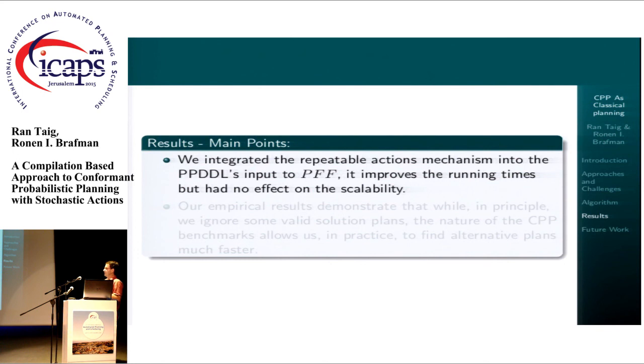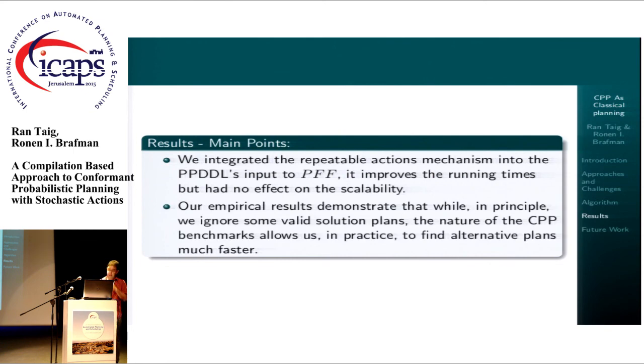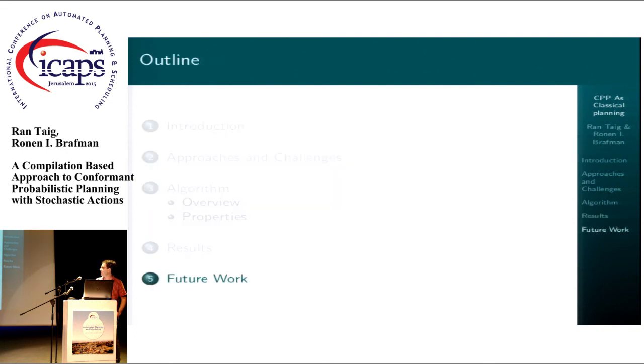A good point to know is that we integrated this repeatable action mechanism into the PPDDLs that we used as an input to PFF. And it did improve the running times, but had no effect on its scalability. It demonstrates mainly that while in principle we ignore some valid solution plans and we use a very pessimistic evaluation, we are still able to solve very well most existing CPP benchmarks. So it can tell you something about those benchmarks or the nature of CPP problems in general.